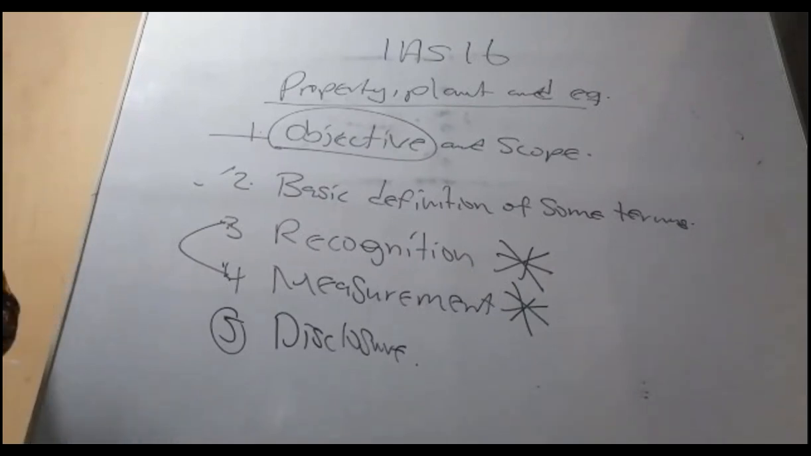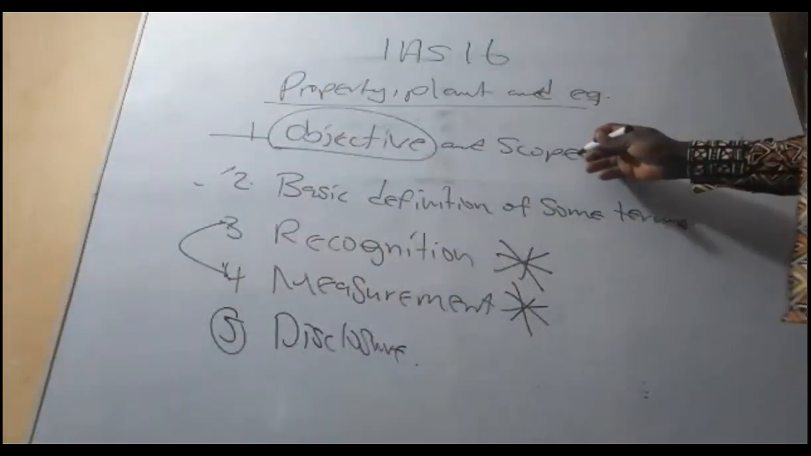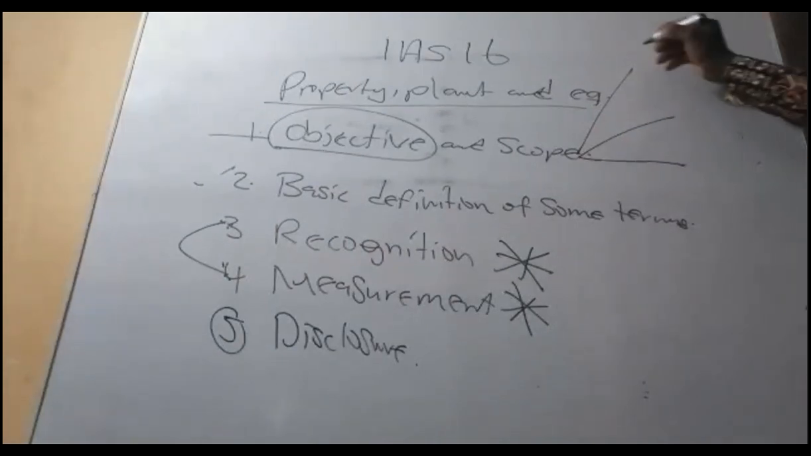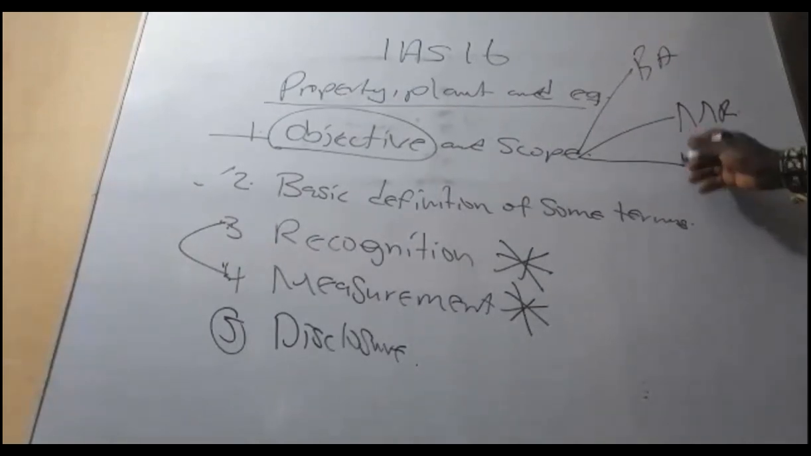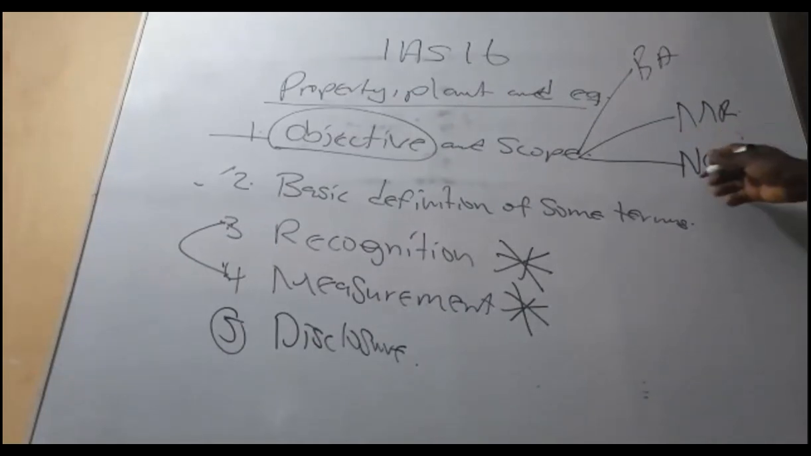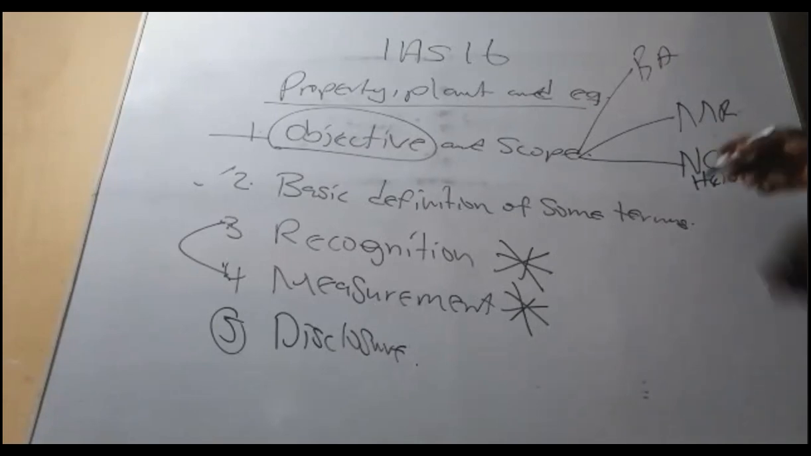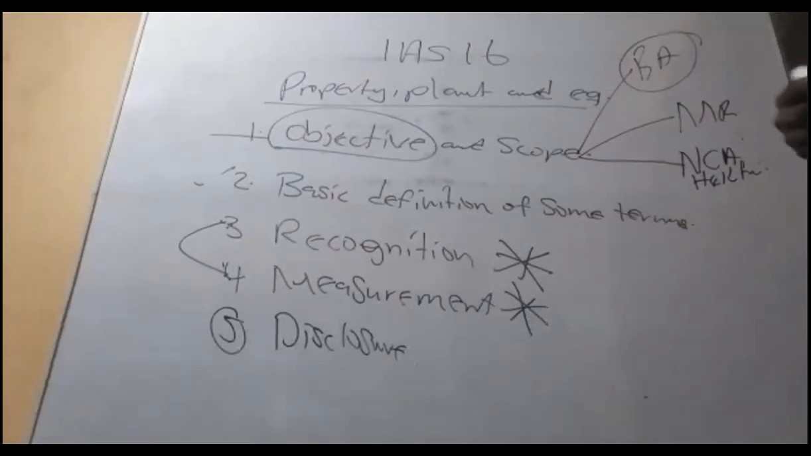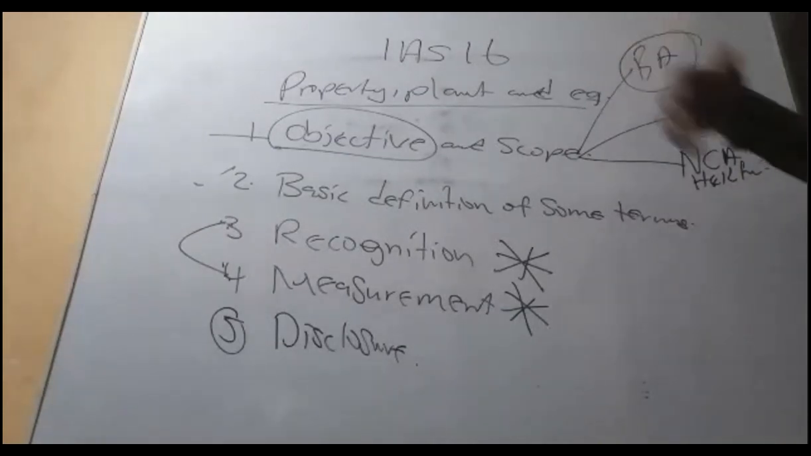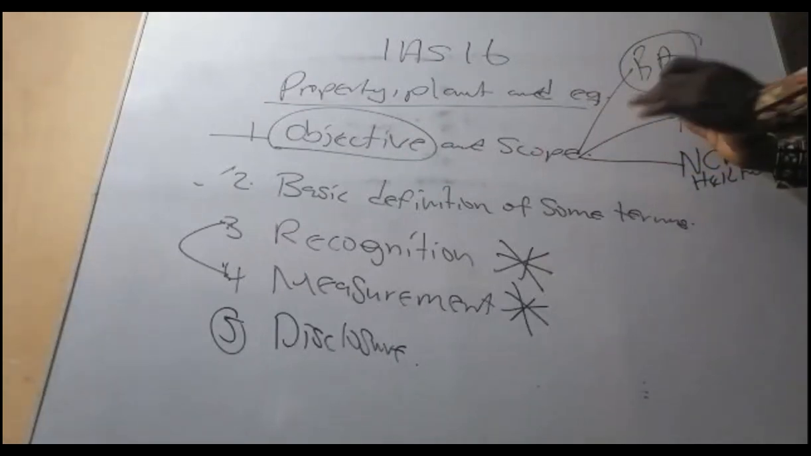Item number 3 that you cannot classify as PPE: PPE that you have classified as held for sale. So 3 items that IAS 16 does not govern: biological assets, mineral rights or mineral reserves, and non-current assets held for sale. These 3 items do not fall under IAS 16. But don't forget there is a section on biological assets in the first video, except bearer plants. So we are done with the objective and scope.